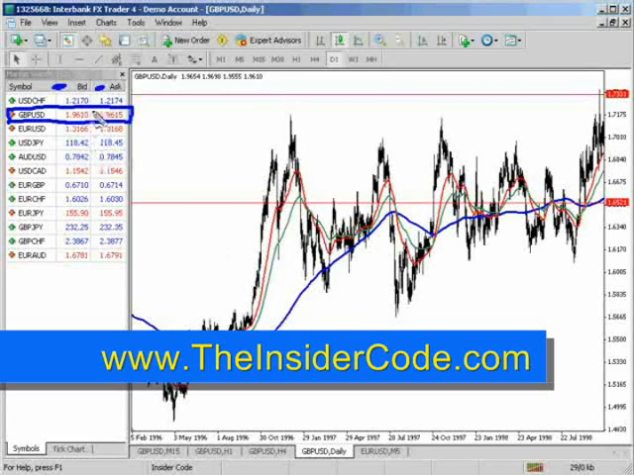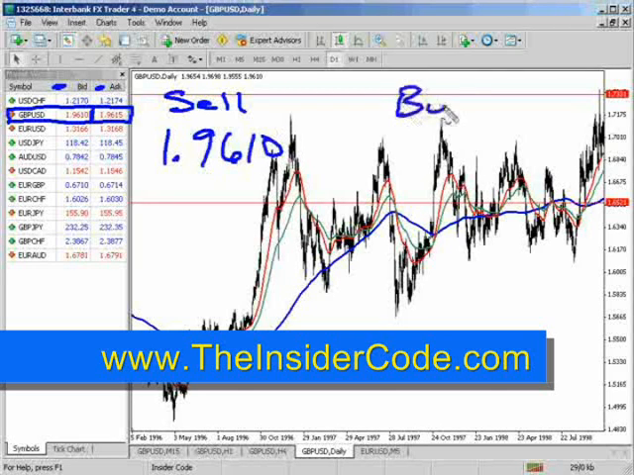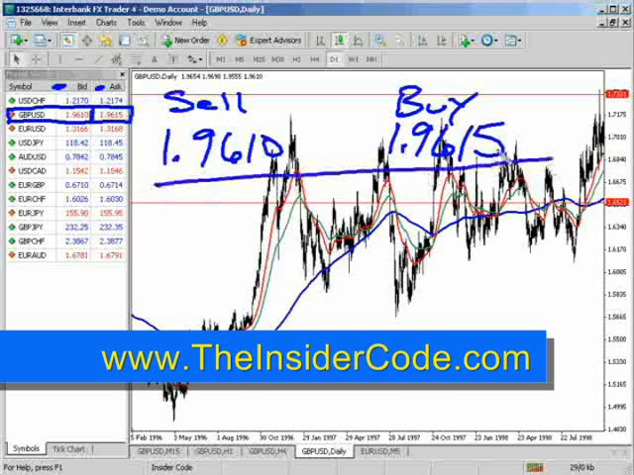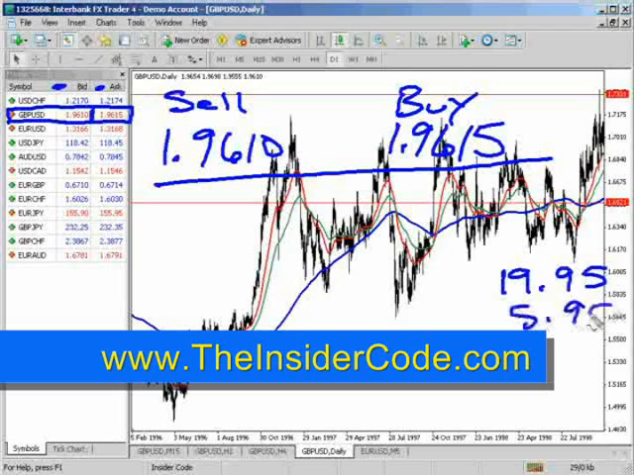Now you can see here that with the British pound right now there's a 5 pip spread. So if we wanted to sell, we would have to sell at 1.9610. If we wanted to buy, we could buy at 1.9615. And our broker is going to make the money in the difference. So you're not paying them directly. In other words, you're not going to make a trade and then just pay them say $19.95 per trade or $5.95 per trade. You're going to pay the difference in the spread.